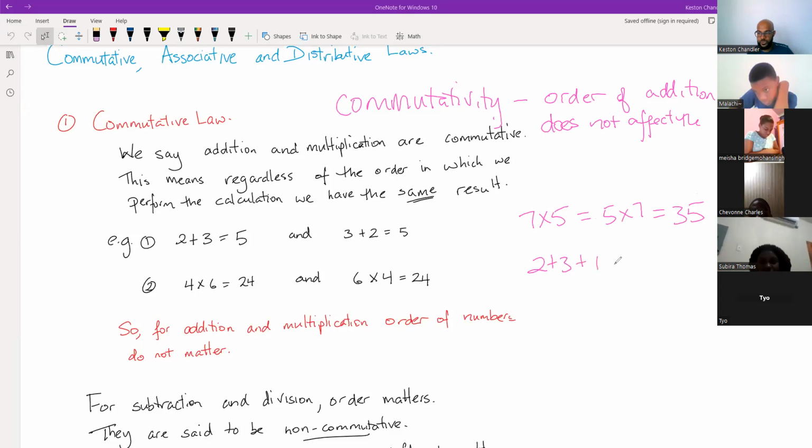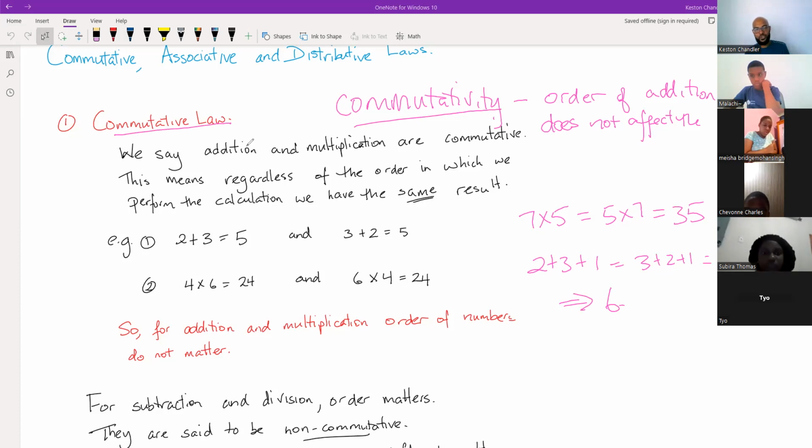The same thing happens for addition. If I have 2 plus 3 plus 1, that's the same as 3 plus 2 plus 1, which is the same as 1 plus 2 plus 3. All of them are going to give me 6. So order does not matter. And the word to describe that is called commutativity, right? Or the commutative law. So when you see that being described, or you see that property, this is what you're going to describe it as, commutativity.